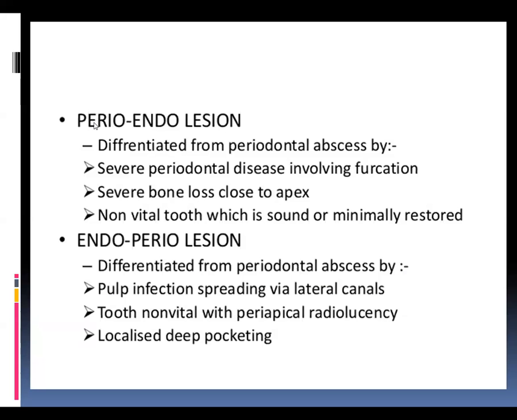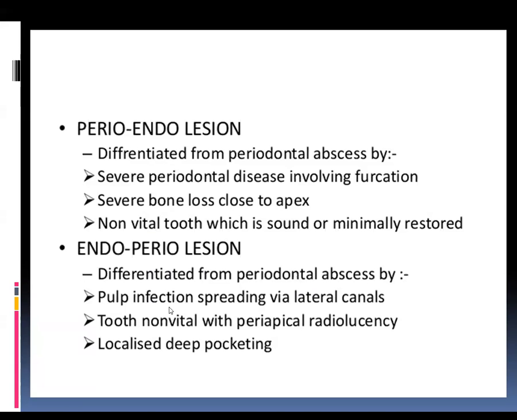The next, perio-endo lesions. This is differentiated from the periodontal abscess by severe periodontal disease involving the furcation, severe bone loss seen close to the apex, and a non-vital tooth which is sound or minimally restored. In the endo-perio lesions, they are differentiated from a periodontal abscess by a pulpal infection that is spreading via the lateral canals, the tooth is non-vital, with periapical radiolucency and a localized deep probing.